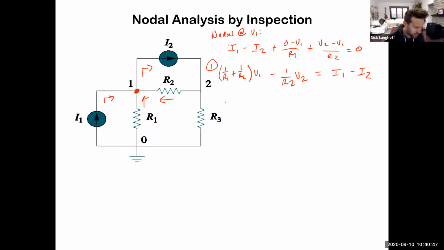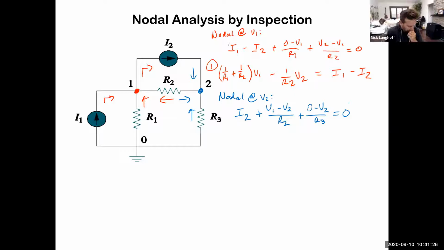Let's do another nodal equation at node 2. Nodal at V2. Okay, so we get I2 coming in, plus the current from node 1. So this is going to be V1 minus V2, we're doing far minus near here, right? Over R2, plus the current coming up through R3. So that's (0 minus V3) minus V2 over R3, is all equal to 0.